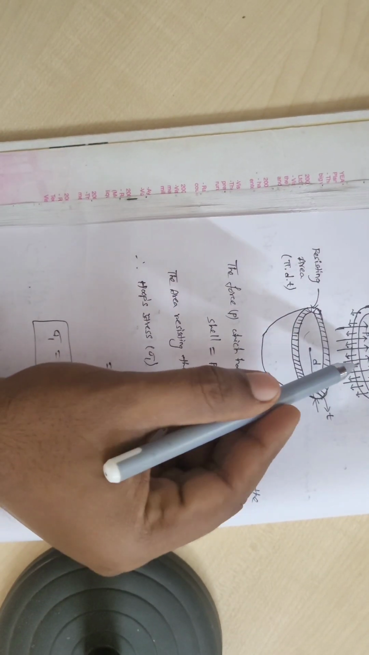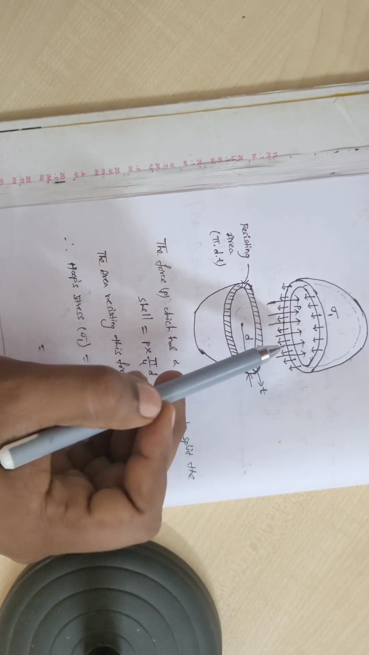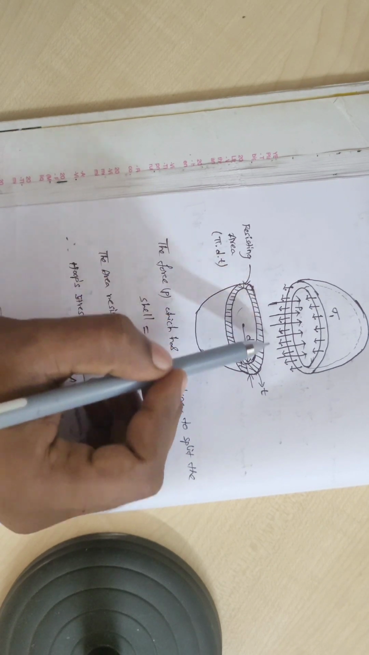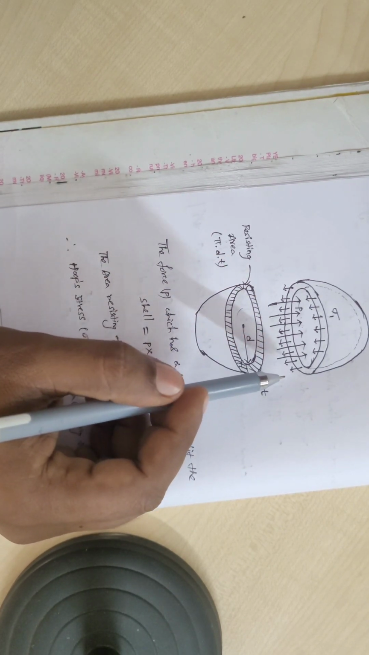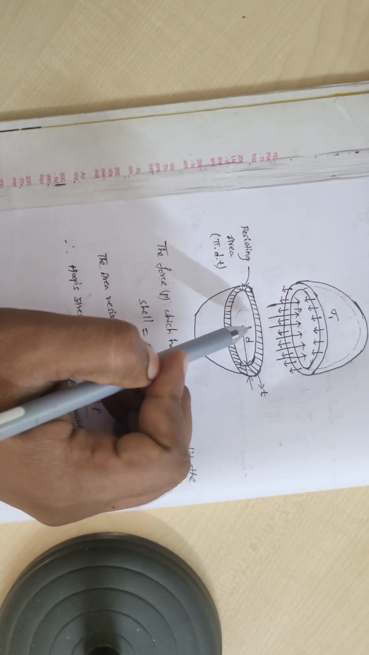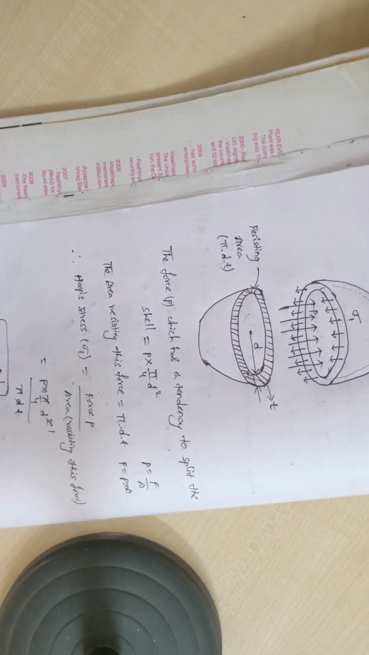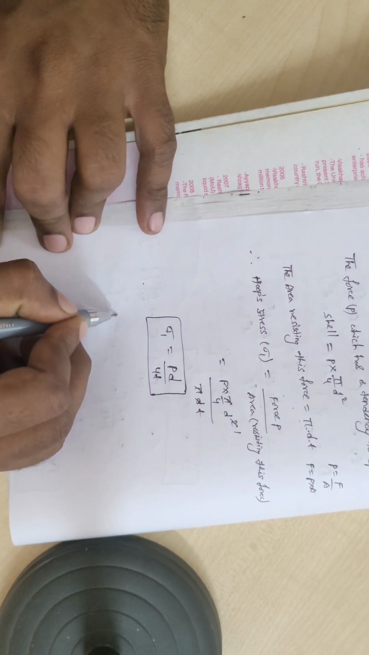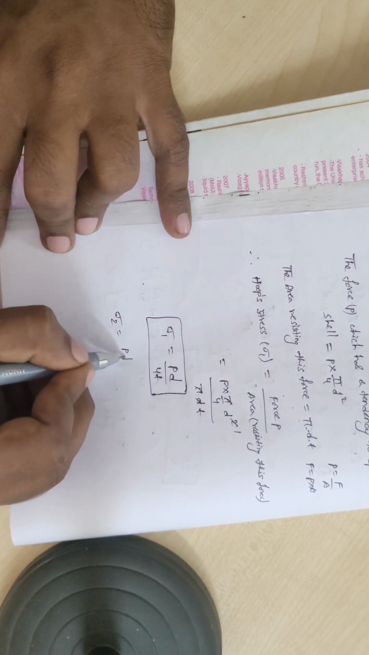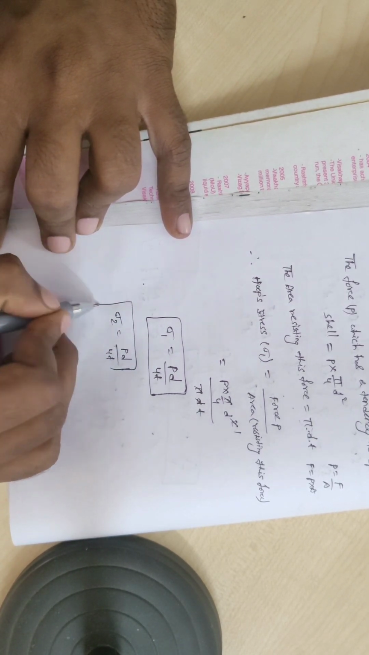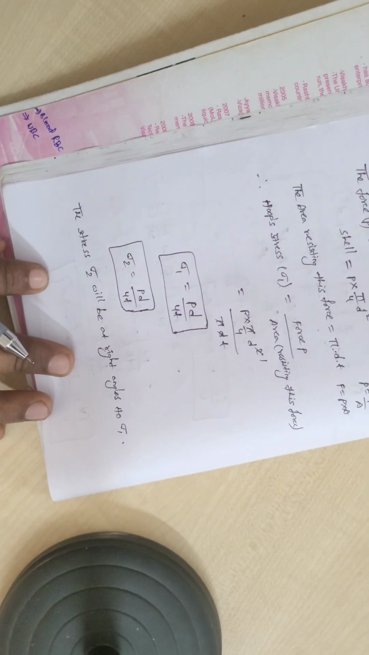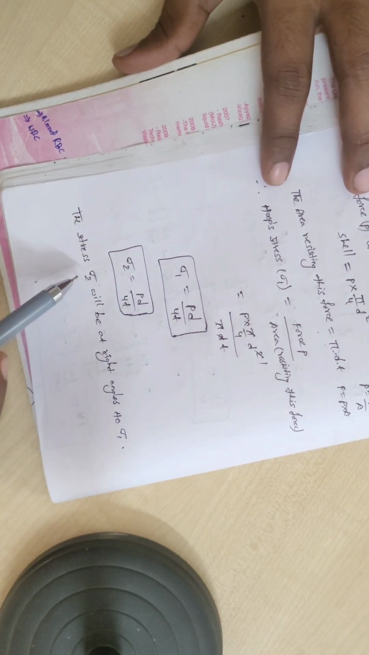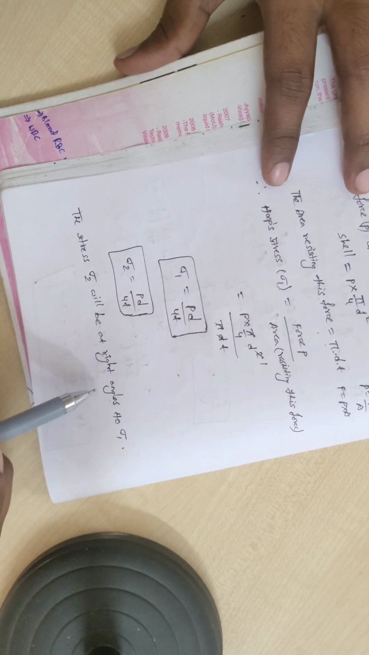This sphere also has a tendency to split along the y-axis. So the splitting takes place along the x-axis, and it can also split along the y-axis. In the y-axis also the formula is the same because the sphere is symmetrical. That's why sigma 2 is also P d by 4 t. The only difference between sigma 1 and sigma 2 is that the stress sigma 2 acts at right angles to sigma 1.